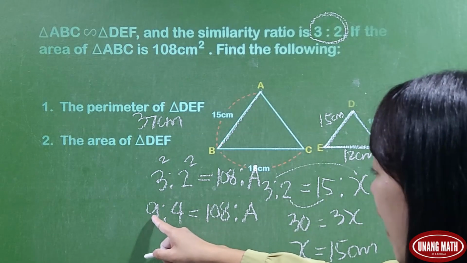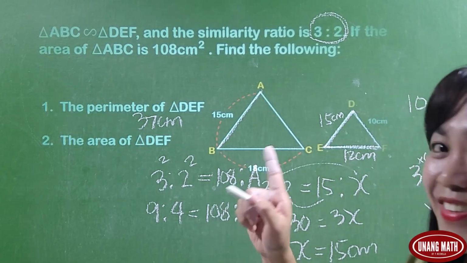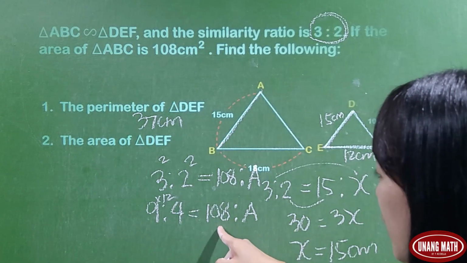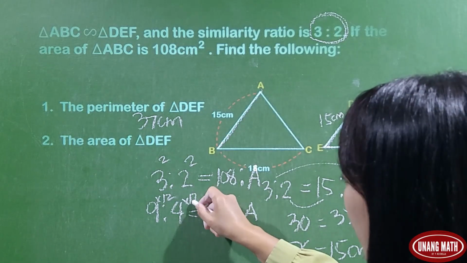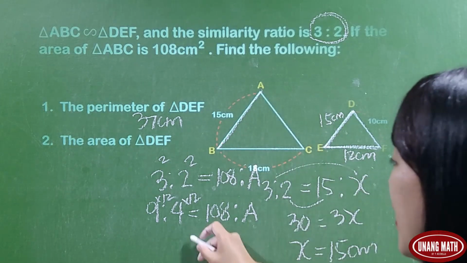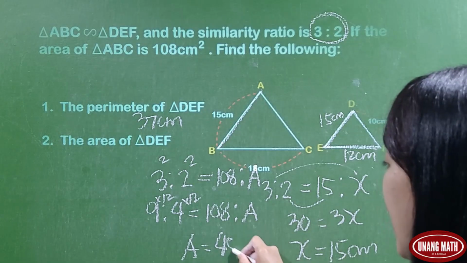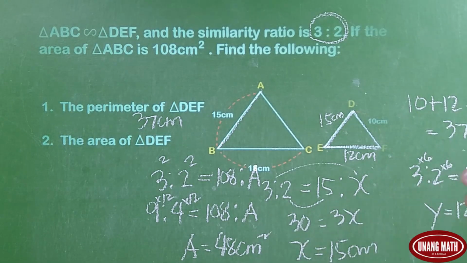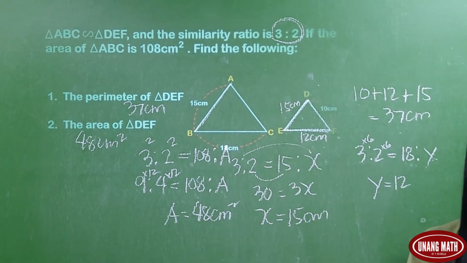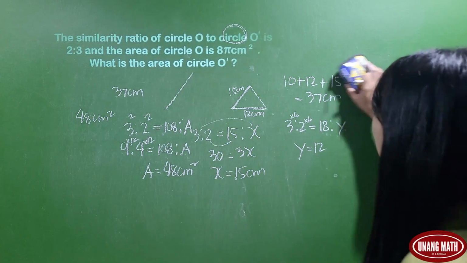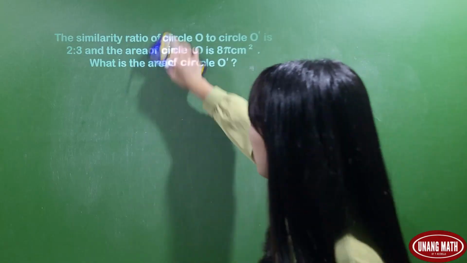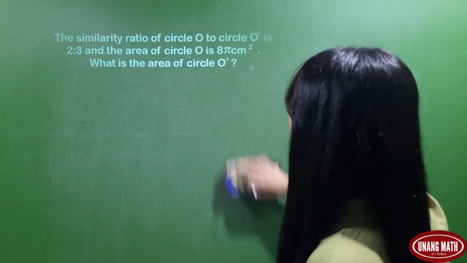Okay, this is 9. How did it become 108? Then we just have to multiply this one by 12. 9 times 12 is 108. So it means it's 4 times 12. Then the area of triangle DEF now is, okay, we have here 48. So it's 48 square centimeters. So 48 square centimeters.